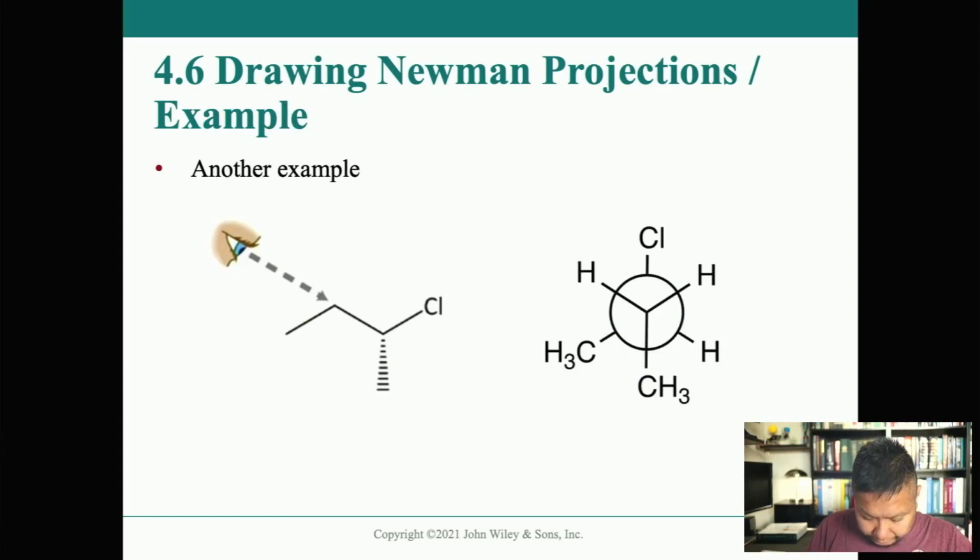Okay. So the next one we're going to look at, another example of a Newman projection, is this 2-chlorobutane, right? It's 2-chloro because the chloro is on the second carbon right there. I have that built right here too, and if you want to see it three-dimensionally, I can switch over to that in a second. But in this case, we're going to look at it like this.